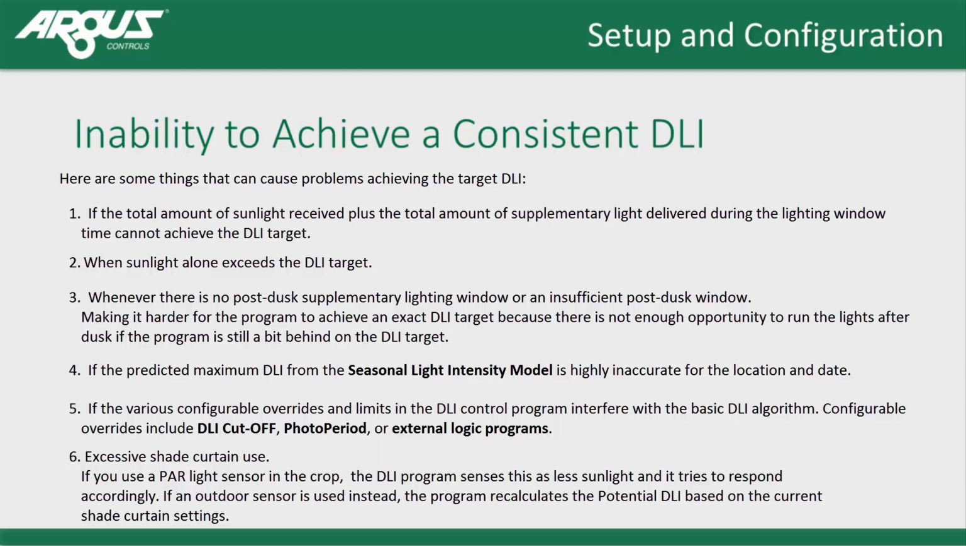Excessive shade curtain use. If you use a PAR light sensor in the crop, the DLI program senses this as less sunlight and it tries to respond accordingly. If an outdoor sensor is used instead, the program recalculates the potential DLI based on the current shade curtain settings.